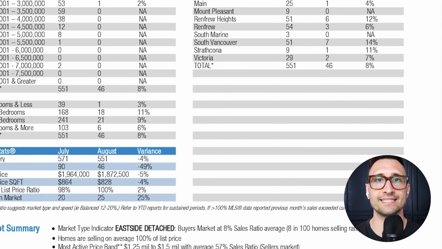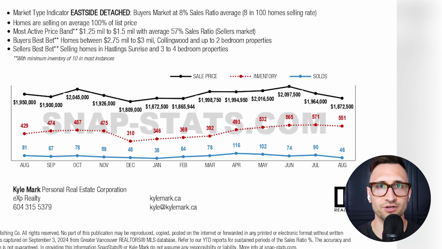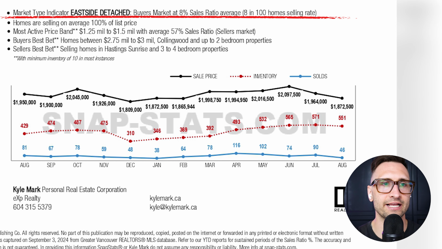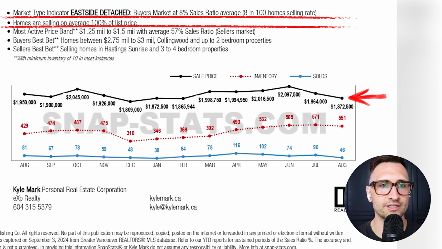So let's kick this off and just state right off the top, we are strictly in single digit buyer market conditions at an 8% sales ratio right now. Homes are selling on average 100% of list price. And if we go to this 13-month market trend here in the black, you can see that we've had two consecutive months of price drops, where just 2 months ago in June, the average price point was just under 2.1 million. We are now under 1.9. So there's about a $200,000 difference here in price point.